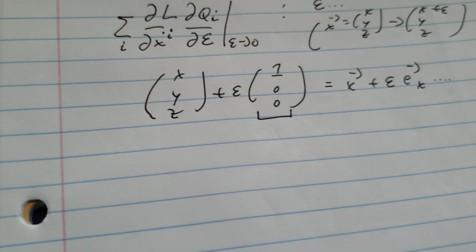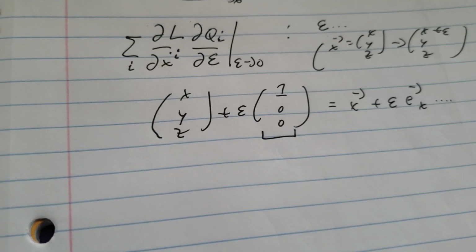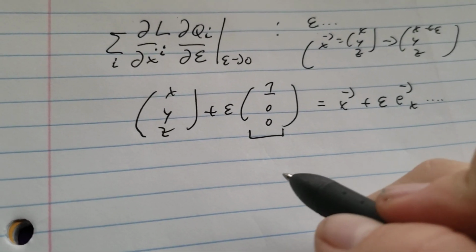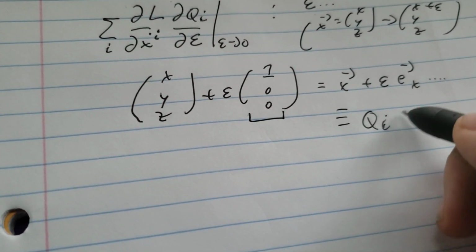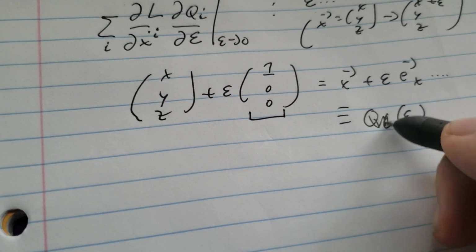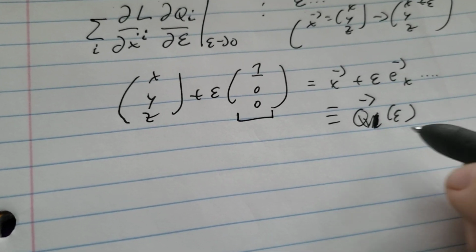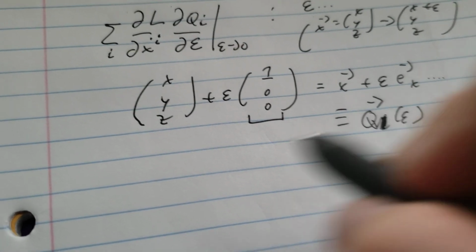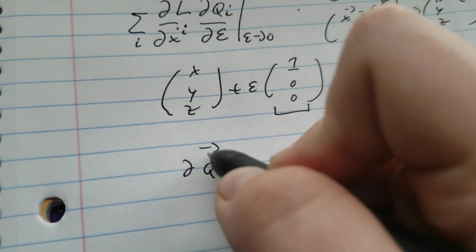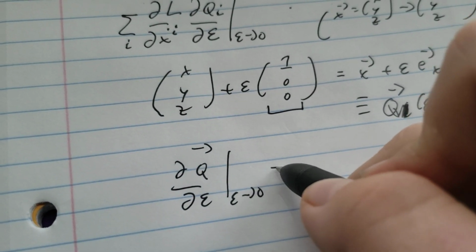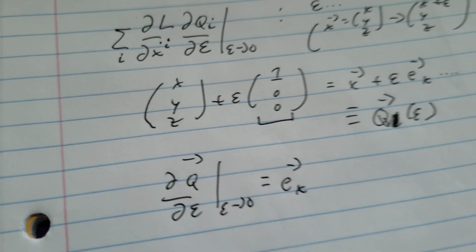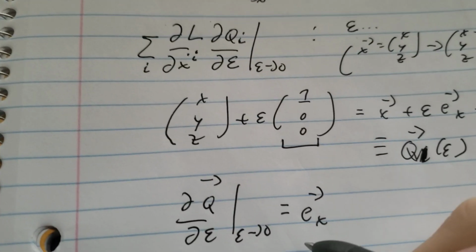Alright. That means that this will be our q sub i, our q vector of epsilon. When you take epsilon goes to 0, that's just a 1, so the limit doesn't really do anything. And it's just going to be our position basis vector.